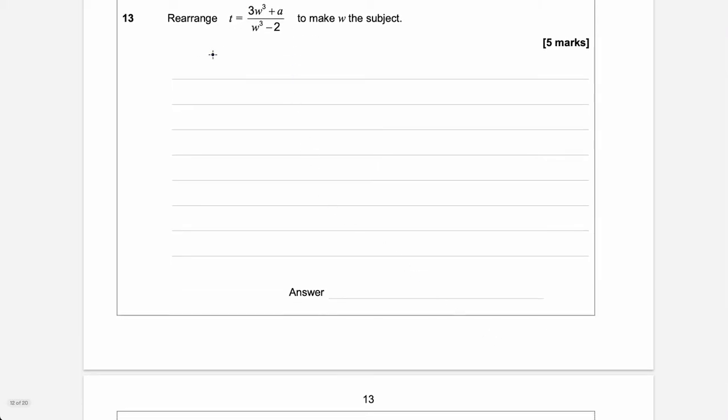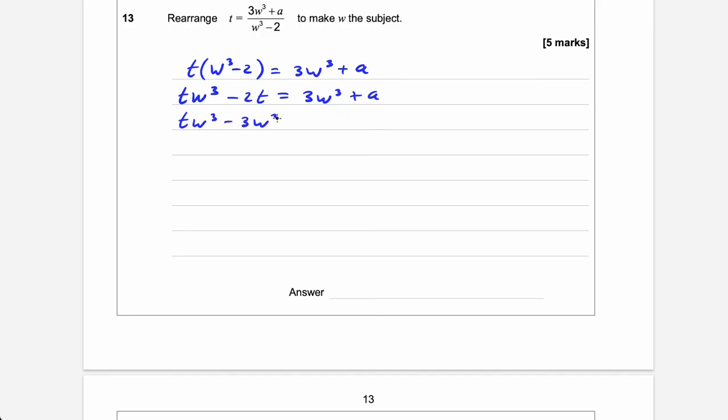Question 13. Rearrange t equals this to make w the subject. Okay, so multiply across. Let's get the w out from under the denominator. So I'll do t times (w cubed minus 2) equals 3w cubed plus a. Okay, let's get the w cubed terms together, but I have to multiply out this bracket first. tw cubed minus 2t equals 3w cubed plus a. tw cubed minus 3w cubed equals, now I'm going to add the 2t over here, a plus 2t.